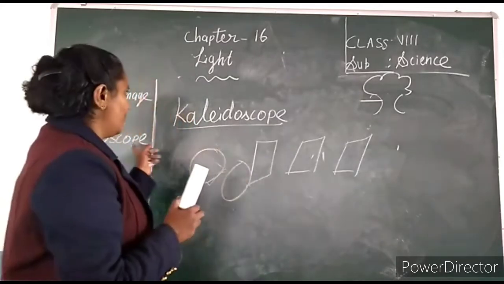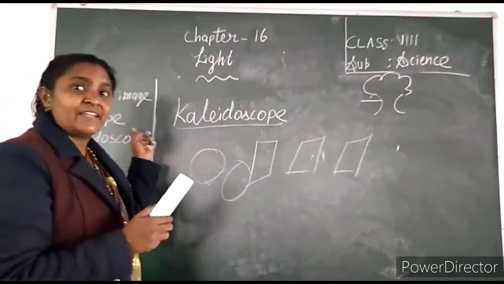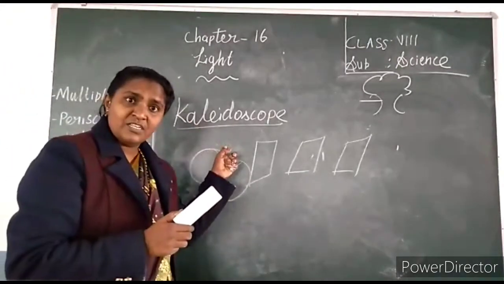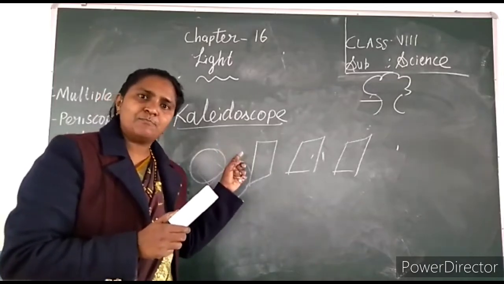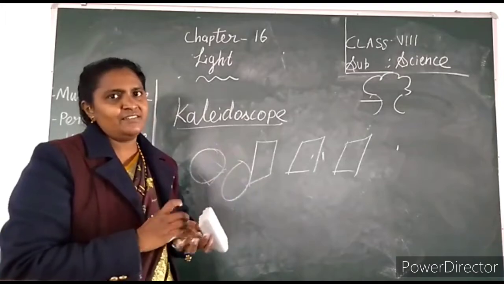So these 2 instruments, the periscope and the kaleidoscope, work on the principle of the law of multiple reflection. Okay, thank you.